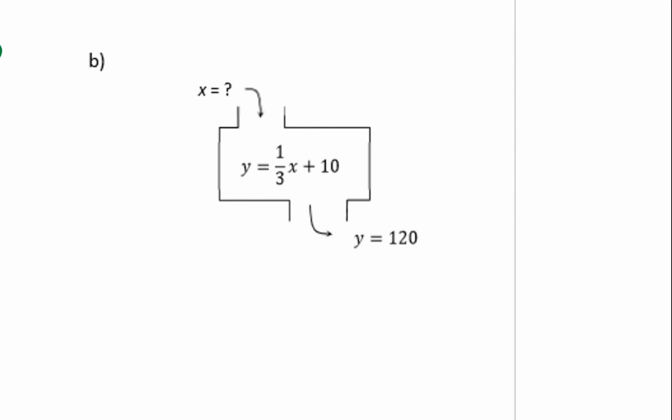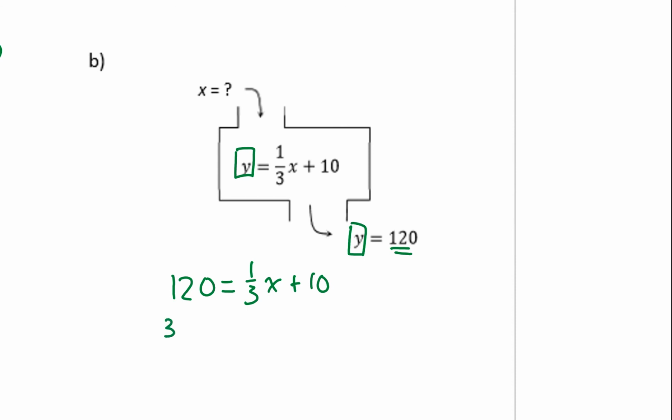So the question is, what value of x makes the output of this function 120? I'm putting something in, and the question is, what value of x will produce an output of 120? So I'm just writing this as, when is 1/3 times x plus 10 equal to 120? To solve that, there's a lot of things you could do. I chose to multiply everything by 3 first. It's probably not necessary, but that's what I did.